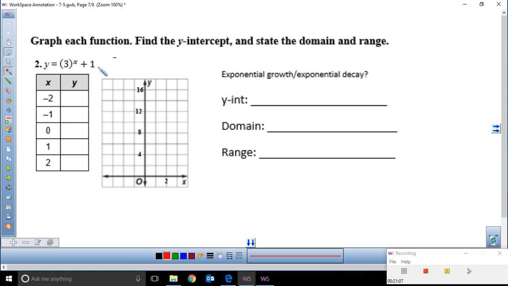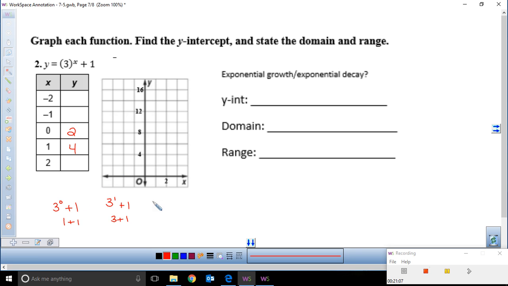So if I substitute 0 in for x, I'm going to get 3 to the 0 power plus 1. Well, 3 to the 0 power is just 1, and 1 plus 1 is going to give me 2. So when I have an x value of 0, my y value will be 2. Now if I go to my x value of 1, I'll have 3 to the first power plus 1. Well, 3 to the first power is 3, and if I add that to 1, I'm going to get a y value of 4.